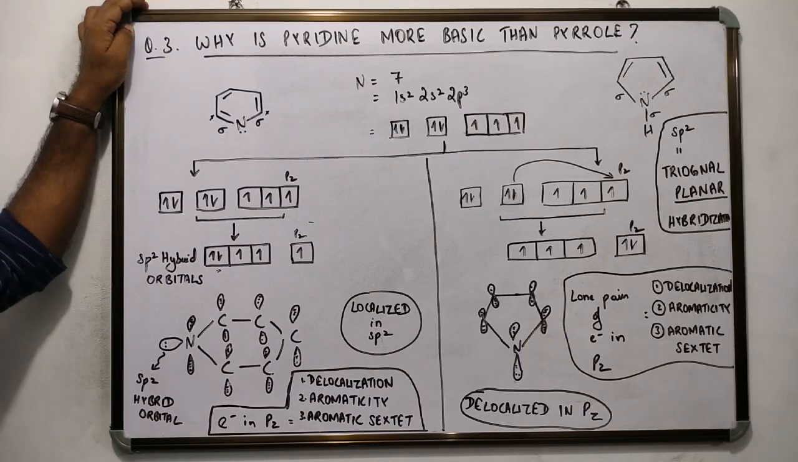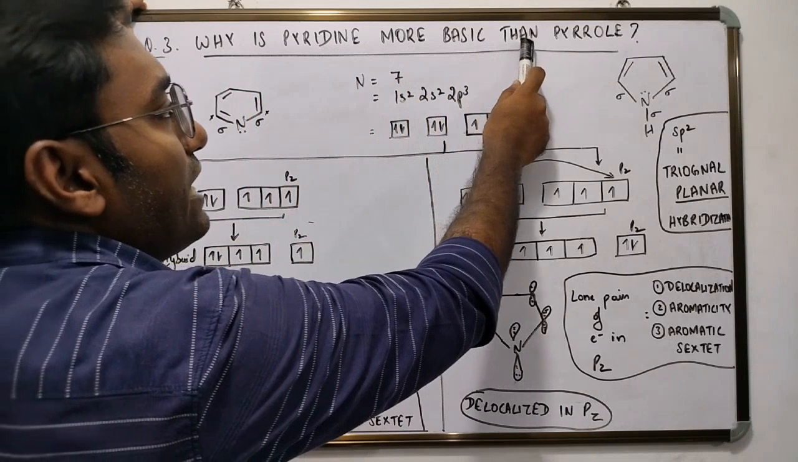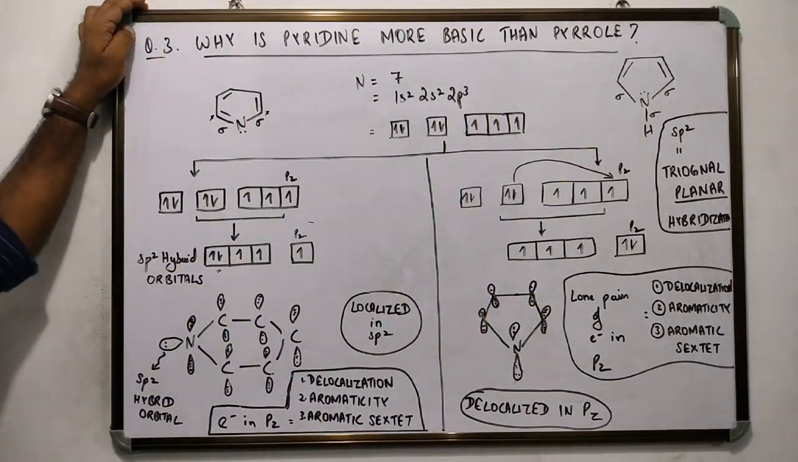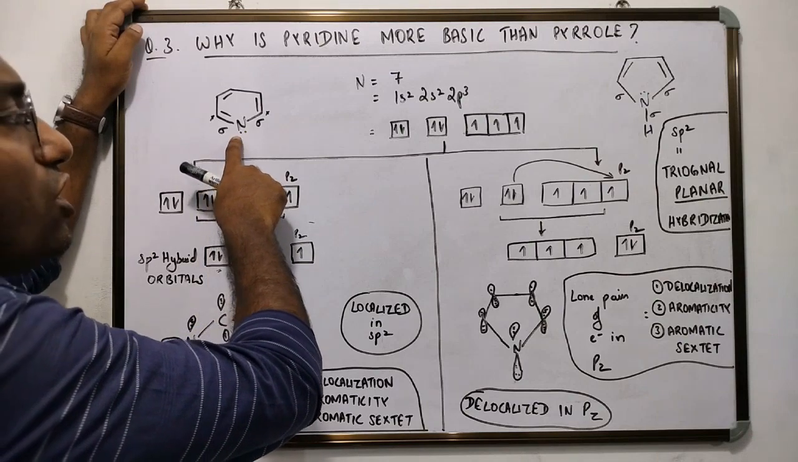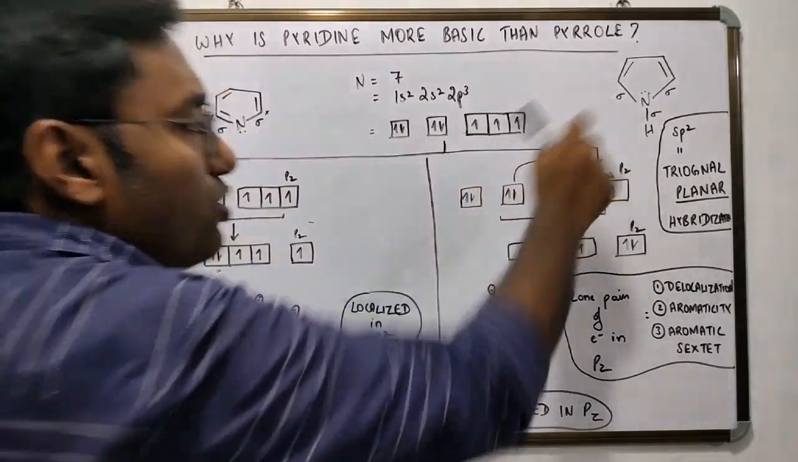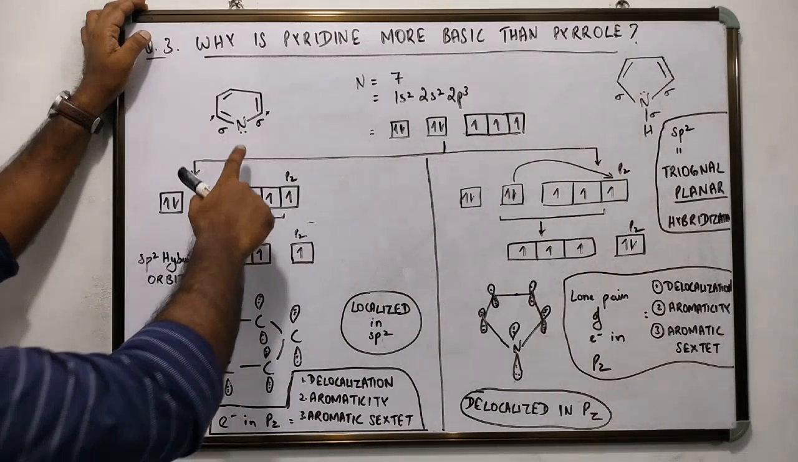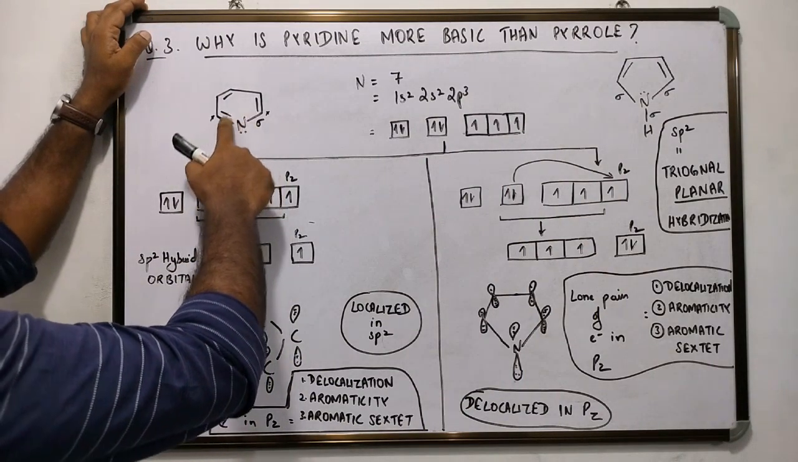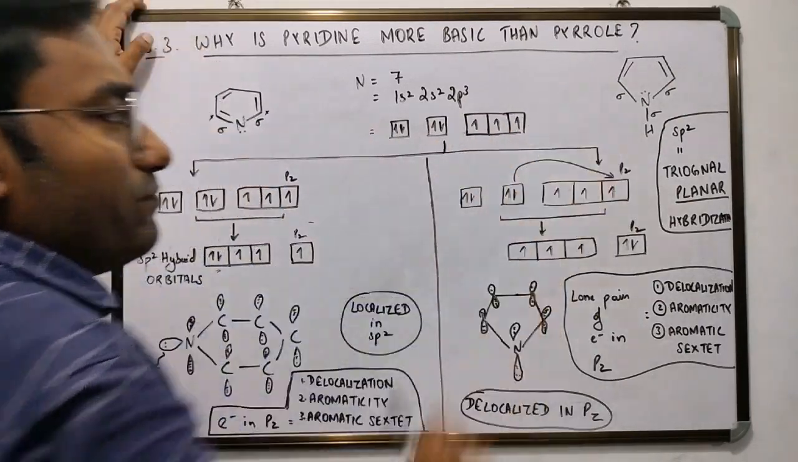Question number 3. Why is pyridine more basic than pyrrole? To know this, we first need to introspect the structures of pyridine and pyrrole, and secondly, we need to know the state of hybridization of the nitrogen atom for the pyridine ring and the pyrrole ring.